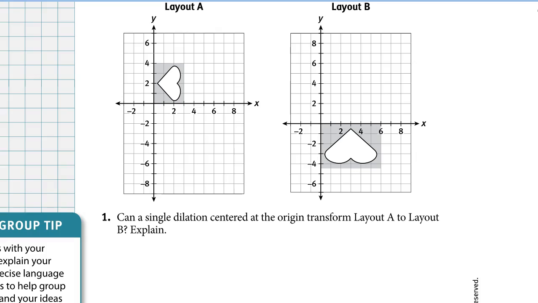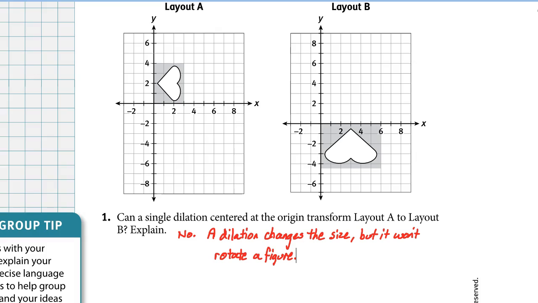Let's say that there are two possible layouts of an image. We have layout A here and then layout B. First question we're asked is, can a single dilation centered at the origin transform layout A into layout B? Explain. I'll pause the video for you to give your input here.